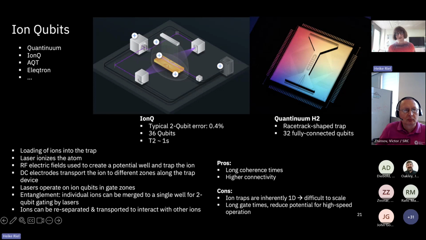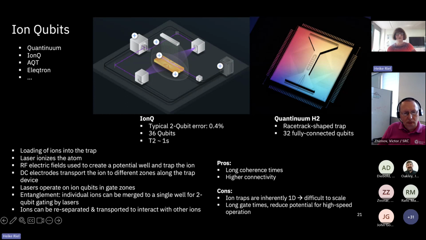And this is a sketch from the IonQ webpage, where you see a typical arrangement of this integrated semiconductor ion trap. You have the laser, you have the control electronics, and also here lasers. The typical qubit error for these as published is 0.4%. Demonstrated so far have been about 36 qubits.